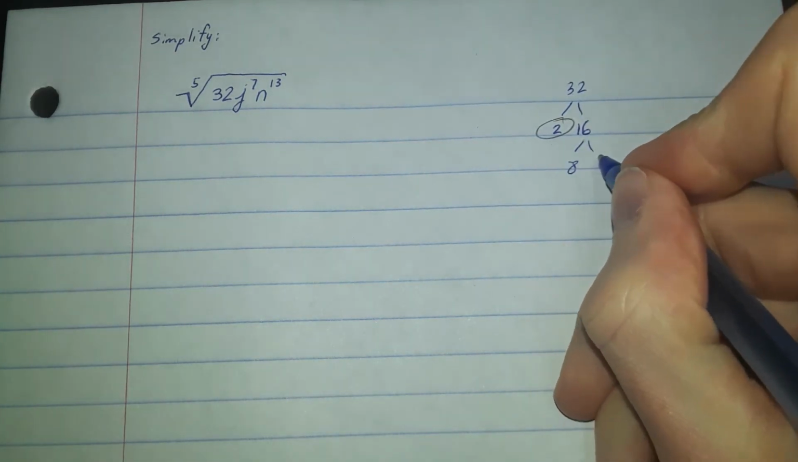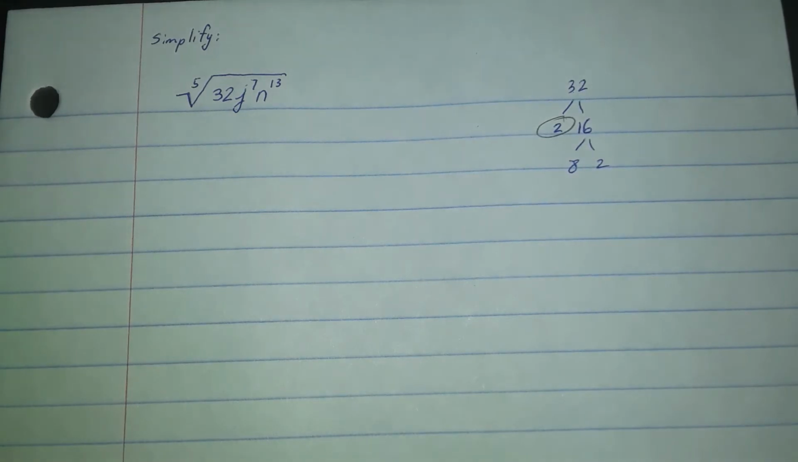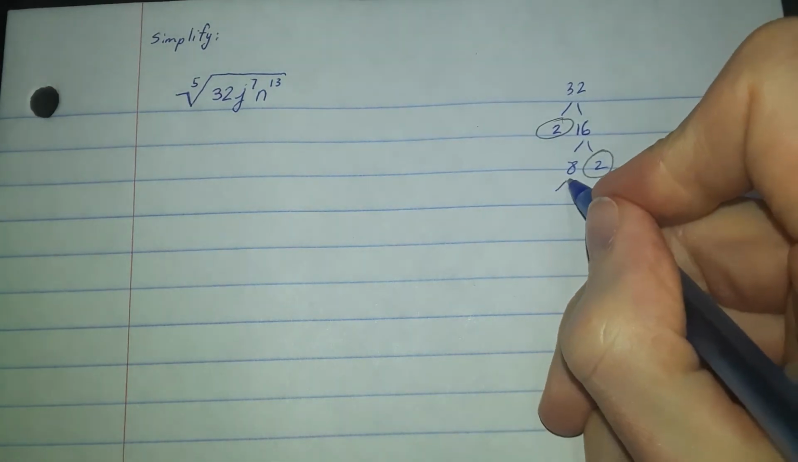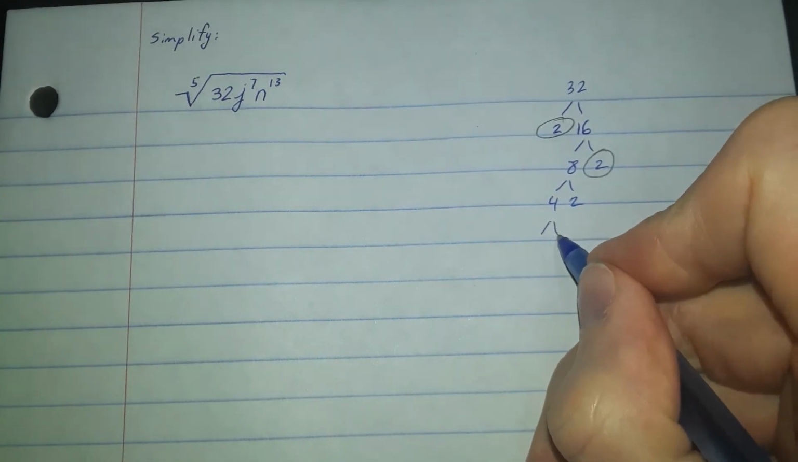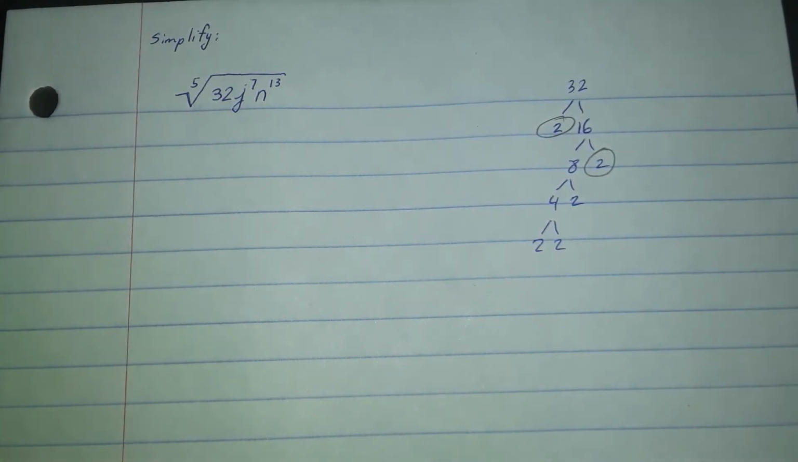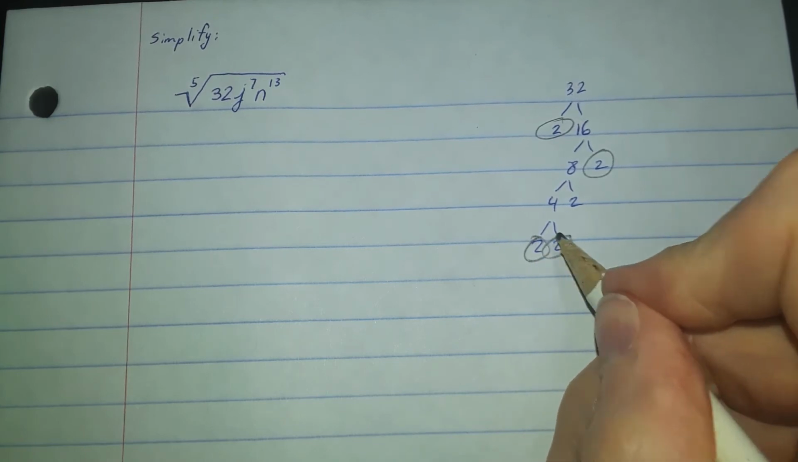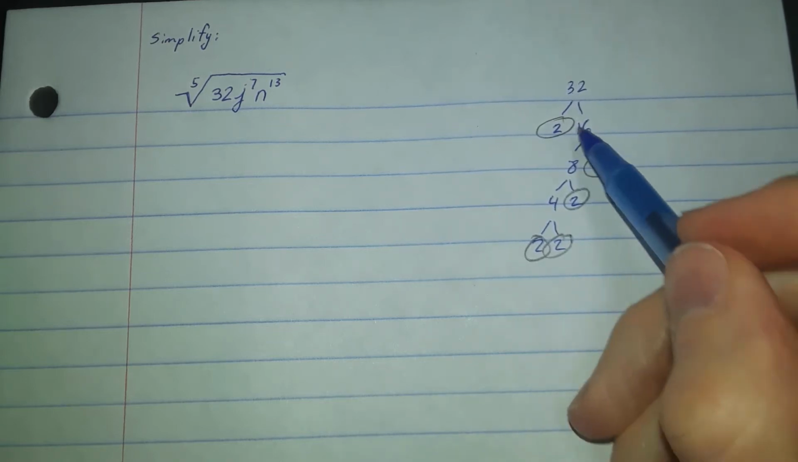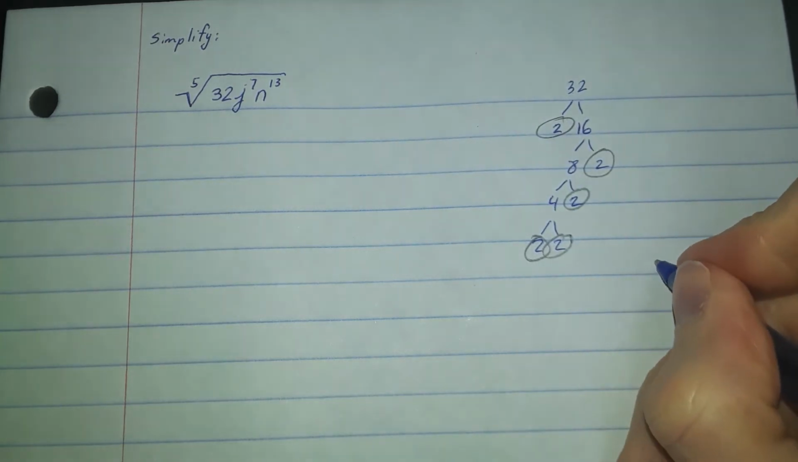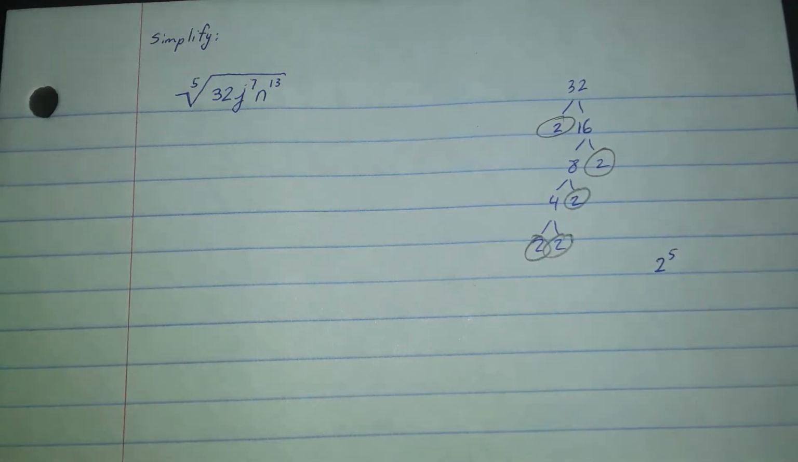So we should know that 8 and 2 give us 16. Again, we have a prime number here. 8's composite, so we continue on. 4 times 2, and then 4 can be divided out into 2 and 2. So these are my prime factors. I have 1, 2, 3, 4, 5. So I have 2 to the 5th power as my prime factorization of the number 32.